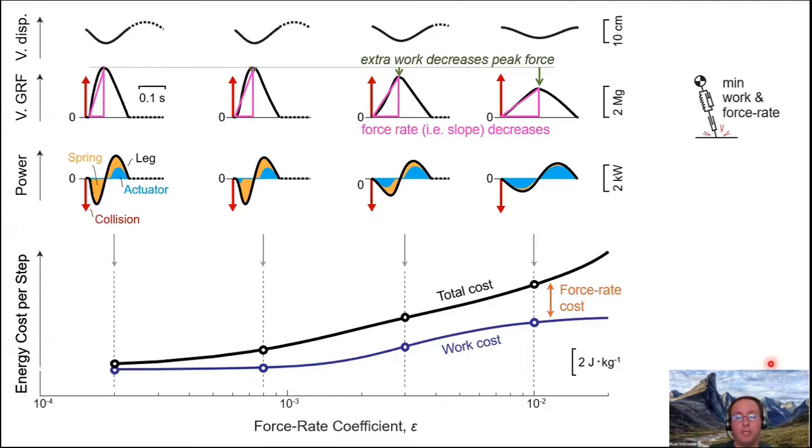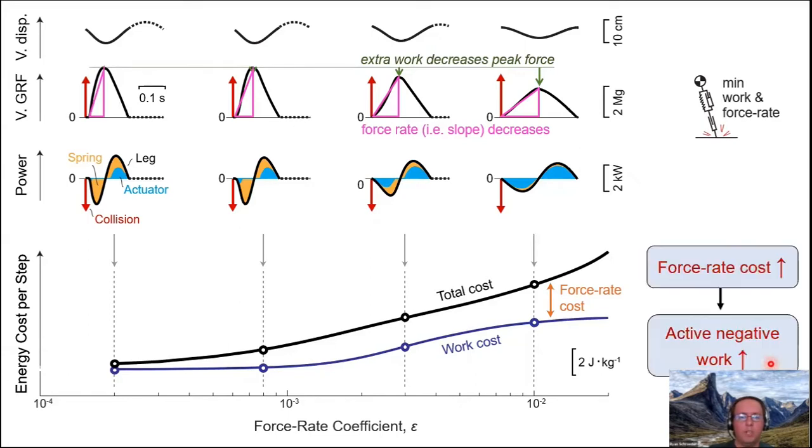And so this means that force rate is actually being decreased, even as force rate cost is increasing. So what's going on here is as we continue to tune up the coefficient in front of the force rate cost, we make the model care about this force rate cost more, and therefore it's willing to do more and more negative and positive work in order to avoid all of this extra force rate cost that is suddenly so burdensome. And so that's why we see the work cost increasing as well as the force rate cost increasing as we tune up the coefficient.